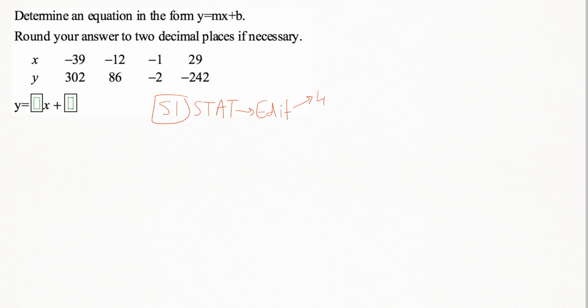In list one, we would put the x values, and then in list two, we'd put the y values that go with them. From there, step two of the process would be to go back into the stat button, go over to the calculate menu, and go down and choose number four, the linear regression button. Then just hit enter through the process, and it's going to spit out for us a y equals mx plus b format for the values that we've been given.